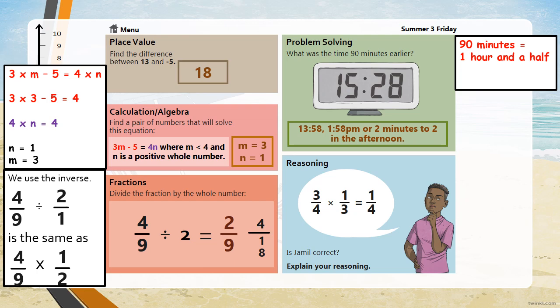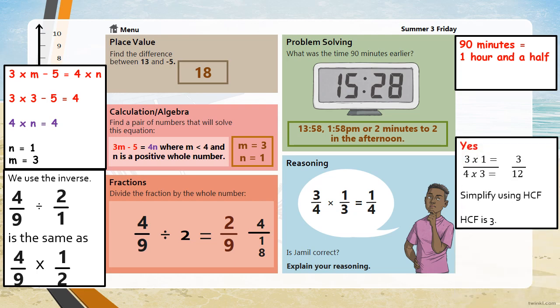Now lastly, Jamil says 3/4 multiplied by 1/3 equals 1/4. Is he correct? Yes, because 3 times 1 equals 3, and 4 times 3 equals 12. So he gets 3/12. And then Jamil has remembered that he needs to simplify that fraction.